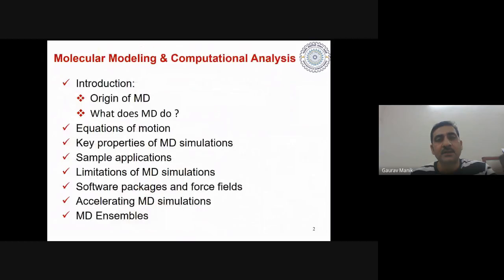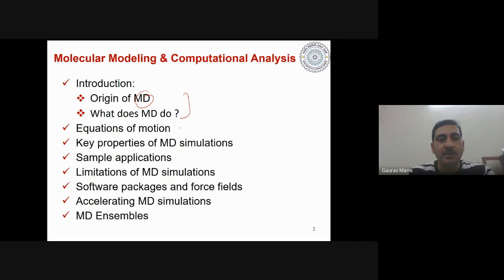So this is the general thought about what is molecular modeling. I mean, how does it figure in the picture in terms of solving material problems? So first we're going to talk about the basics of molecular modeling. MD refers here to molecular dynamics, which is a very good computational tool. So we're going to talk briefly about it.